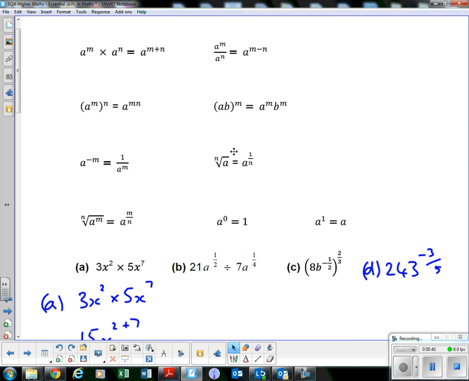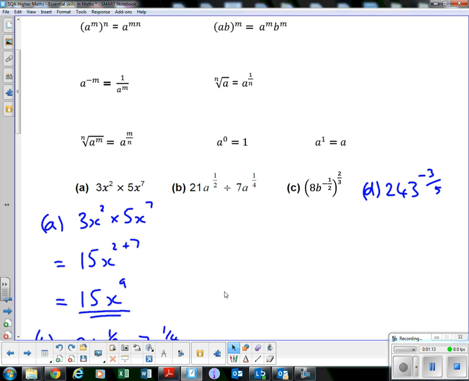Got the nth root of a, so the little 3 up here, root a would be a to the 1/3. So the cube root of a can be written as a to the 1/3. The 7th root of x can be written as x to the 1/7. Here we've got the nth root of a to the m, so for example, a to the 2/3 would be written with the little 3 up here for cube root and the 2 up there for the a squared.